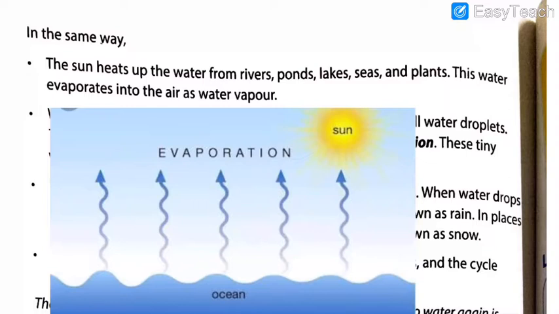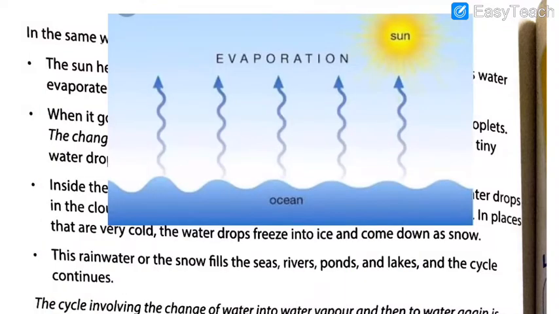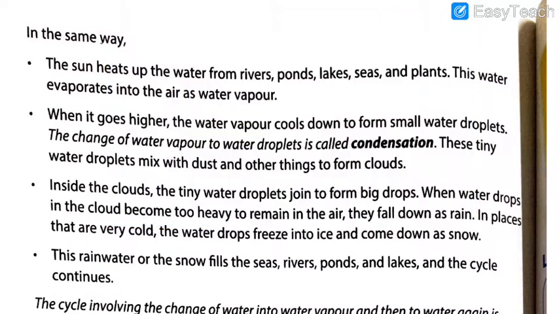In the same way, the sun heats up the water from the rivers, ponds, lakes, seas and plants. This water evaporates into the air as water vapor. See, if you can see this in the image, this line is fully described in the single image. The water from the ocean gets evaporated in the air. Why is it so? Only because of the sunlight, the sun's heat, this evaporation process is possible.